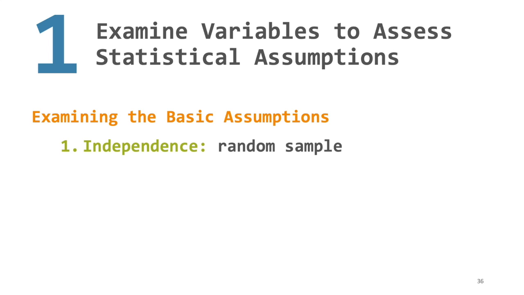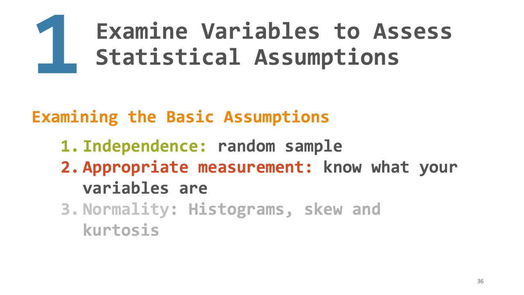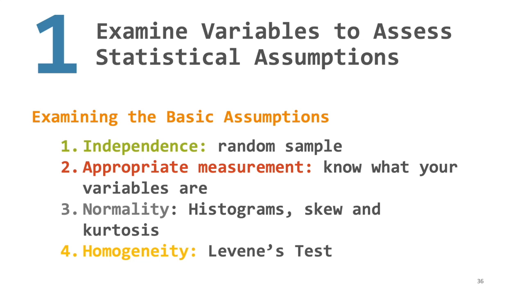When we want to check the assumptions, for independence we need to do a random sample. That is usually the best way to ensure independence. The appropriate measure, we need to know what our variables are, what they mean. Normality, we can look at histograms and skew and kurtosis from Jamovi. And then for homogeneity, in this case, and several others that we'll encounter, you can use Levene's test. This will actually do a formal test to compare the variances across the two groups and see if they're roughly the same.